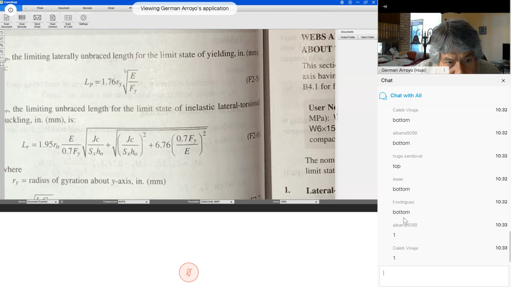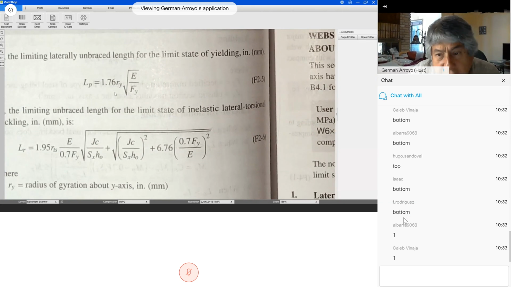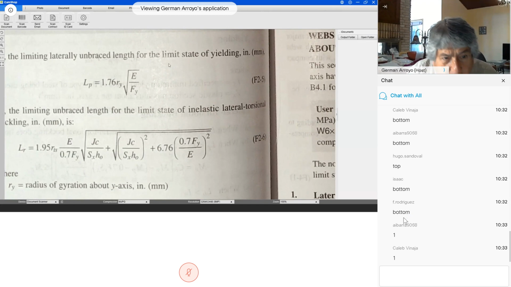I want you to write here 12, because this is going to give you inches. And if you do not divide it by 12, you're going to get confused. So divide by 12, because it's going to be in feet. So I want you to divide this by 12.